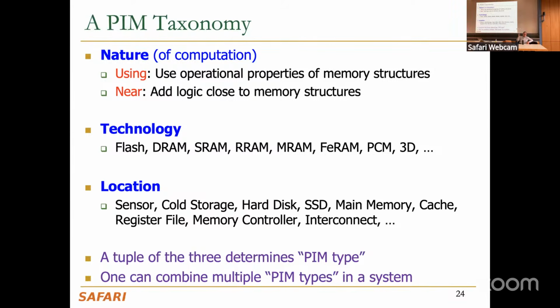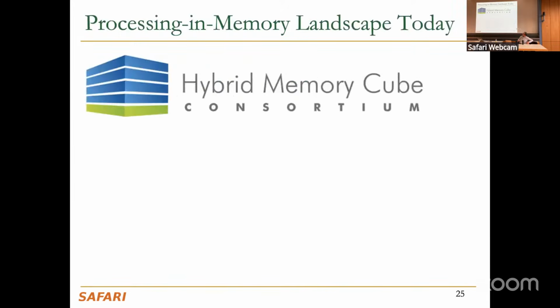In your L1 cache, let's say, or L3 cache, or L4 cache, right? And you can actually have many different PIM types in a system: processing near DRAM, processing using DRAM, processing near SRAM, processing using SRAM. Today, we don't have any, at least in the general purpose market.